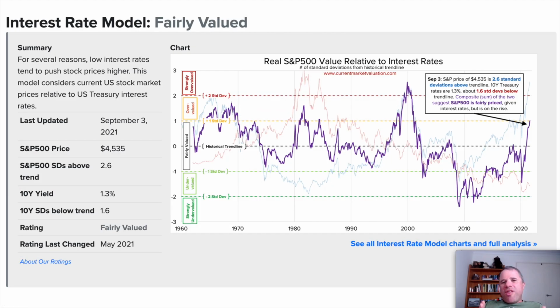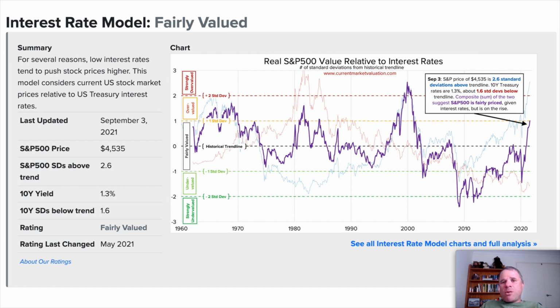But in saying all that, I've already mentioned a few times, interest rates have been falling over the last 40 years. So I do think you need to adjust for interest rates. And on that current market valuation website, they do have an interest rate model that adjusts the S&P 500 value to the current interest rates. And when you do adjust for interest rates, you get a fairly valued S&P 500 right now. So we could still see the markets rise from here because, based off interest rates at historical lows, there is still some value here.